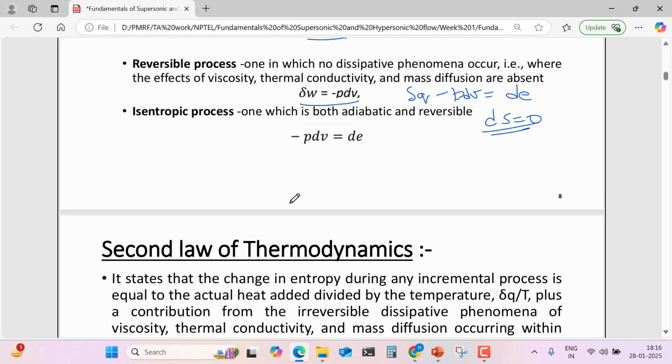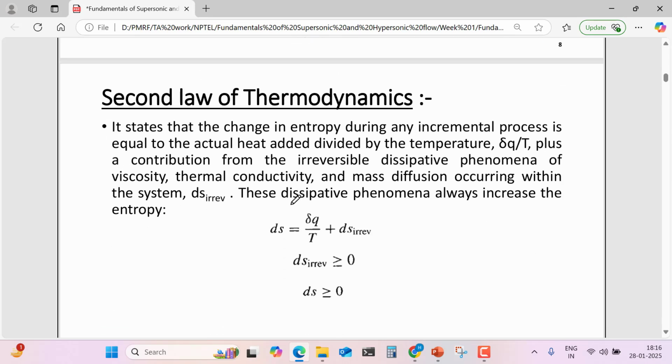The second law of thermodynamics is based on entropy, and it gives the direction to the process. It says that the change in entropy during any incremental process is equal to the actual heat added divided by the temperature, del Q by T, plus a contribution from the irreversible dissipative phenomena of viscosity, thermal conductivity, and mass diffusion occurring within the system, ds irreversible. So the entropy is given by ds equal to del Q by T plus ds irreversible.